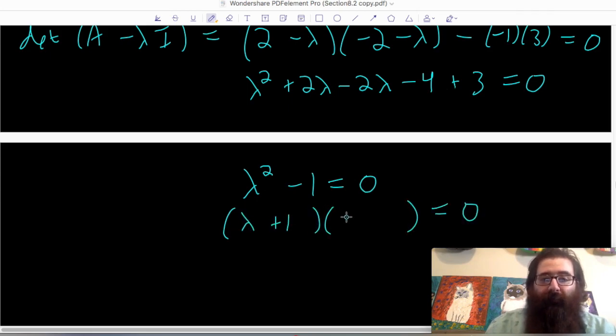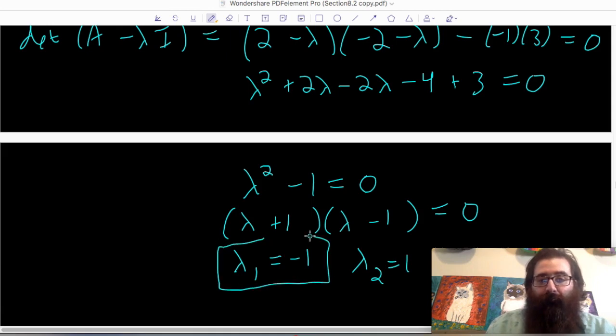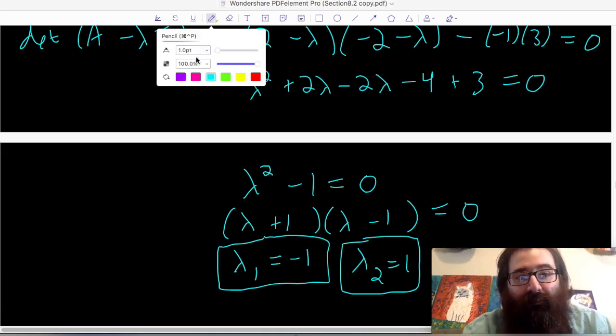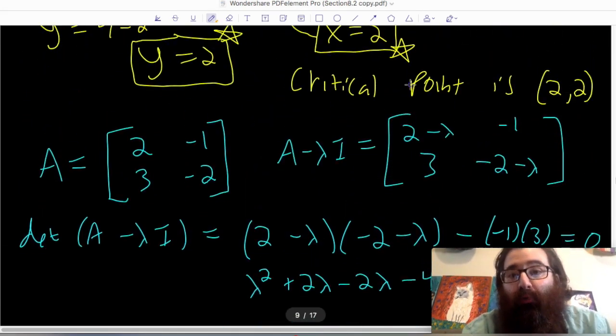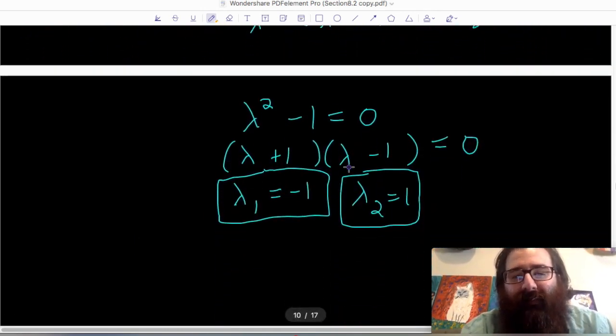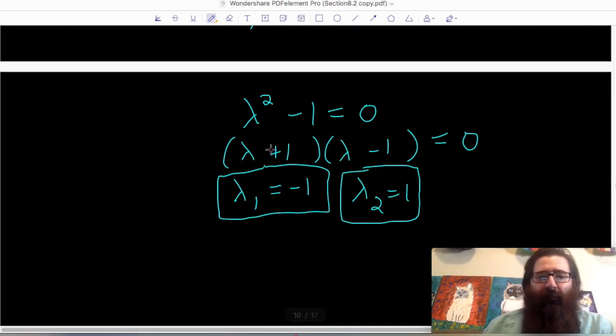So here we get (lambda + 1)(lambda - 1) = 0. That gives me eigenvalues lambda sub 1 = -1 and lambda sub 2 = positive 1. Now keep in mind the critical point was not at 0, 0. That critical point was at 2, 2. We went and found that first.